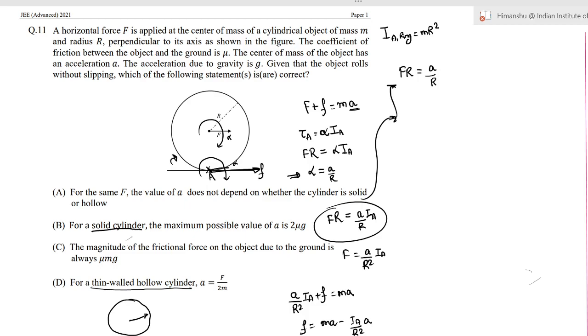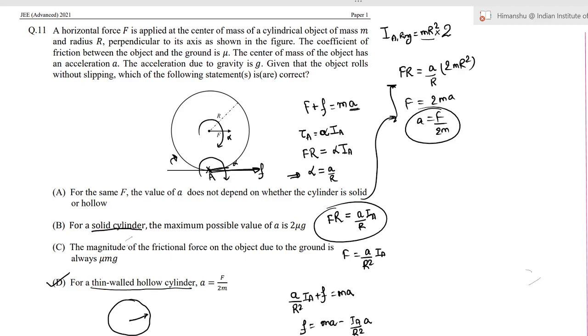but this is not the moment of inertia about the axis A, it is about the principal axis. So, using the parallel axis theorem, the moment of inertia about the axis A would be 2 mr square. So F equals 2ma, or a equals F by 2m. So this option is correct.